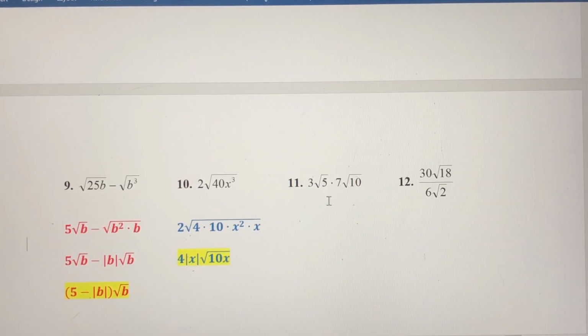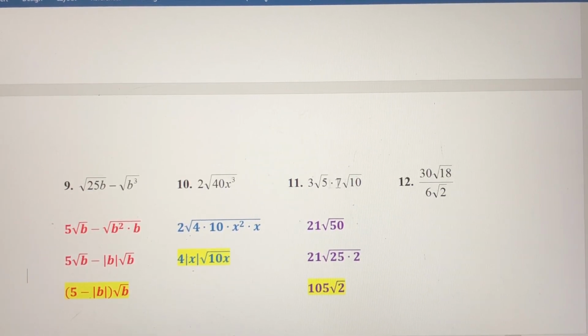11, again, treat these just like you would variable expressions. We're going to multiply the coefficients. 7 times 3 is 21. Square root of 5 times square root of 10 is square root of 50, okay? I want to go ahead and multiply these two together because neither of these is a perfect square. But maybe once I get this product here, 50, I can simplify it using perfect squares, okay? So 50 I can break down as 25 times 2, okay? Square root of 25 is going to come out as a 5. I'm going to multiply that 5 times 21, and that's going to give me 105. The 2 stays in, so 105 radical 2, okay?